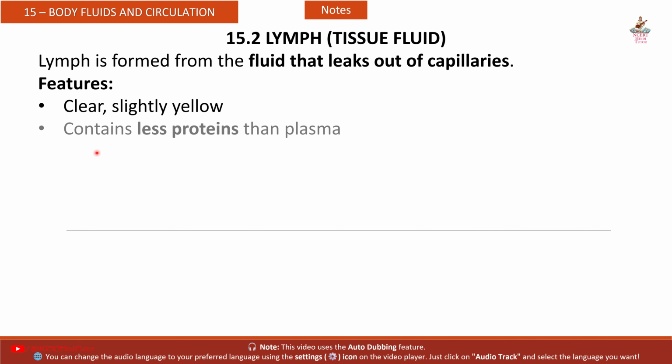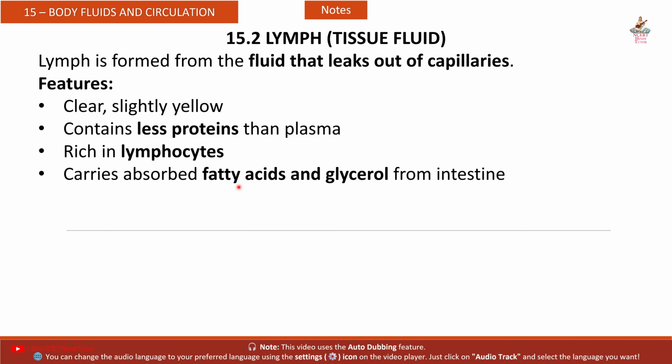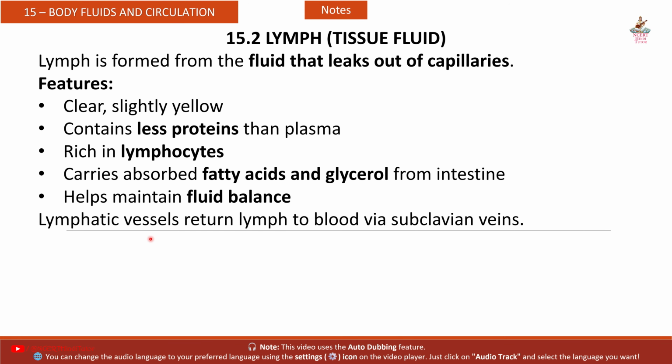15.2 Lymph, tissue fluid. Lymph is formed from the fluid that leaks out of capillaries. Features: clear, slightly yellow, contains less protein than plasma, rich in lymphocytes, carries absorbed fatty acids and glycerol from the intestine, helps maintain fluid balance. Lymphatic vessels return lymph to blood via the subclavian veins.